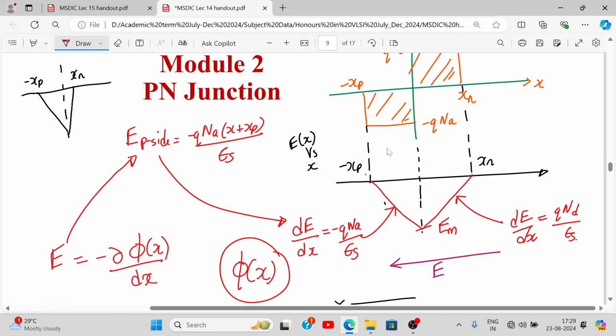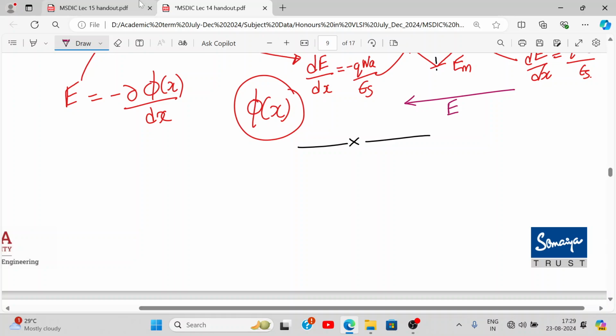That's it. Now I can ask you a question: is this electric field present even without the application of any external voltage in a PN junction? Is this electric field present inside the PN junction even when you apply zero voltage? Yes, because this is an internal electric field. All right, so let's start with the derivations now.